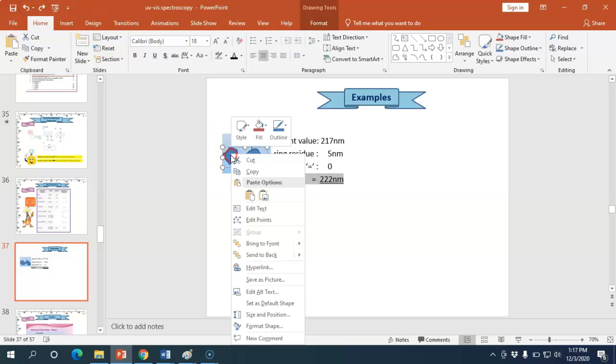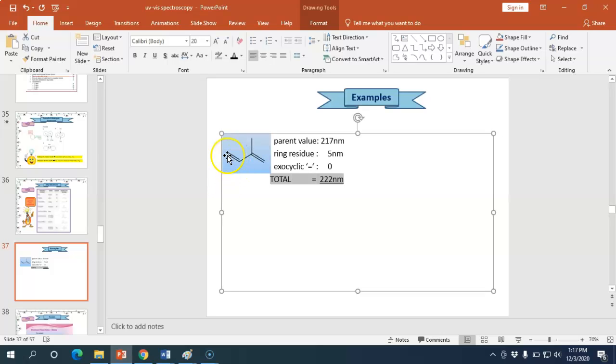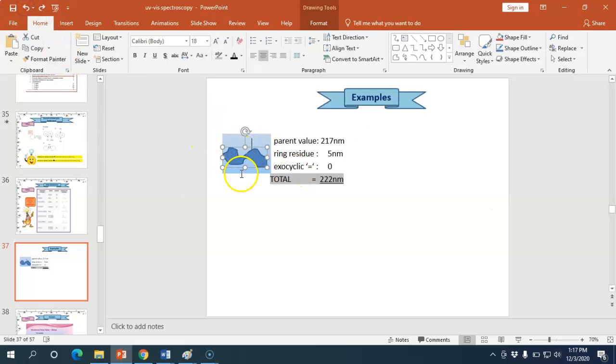Okay, when sent to back. Alah, tak nampak. Okay, so you must draw like that. Tak nampaklah pula kan? Tak apalah.